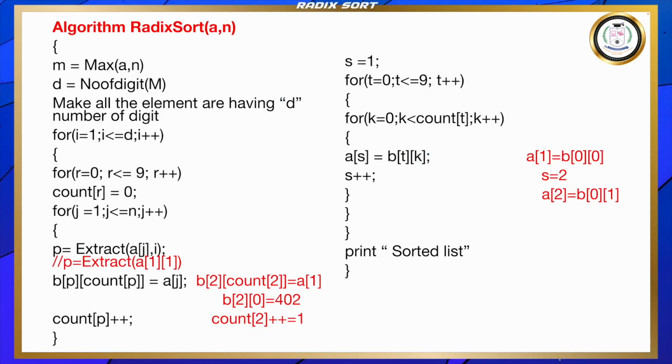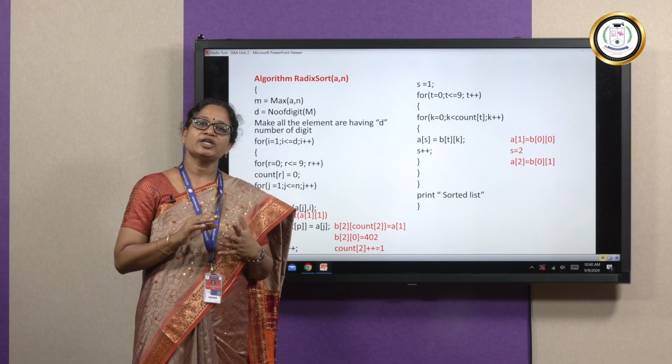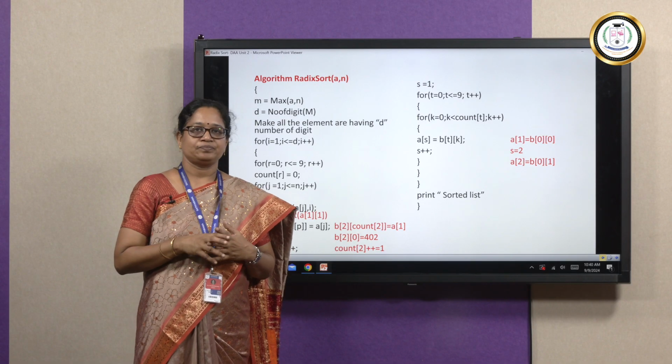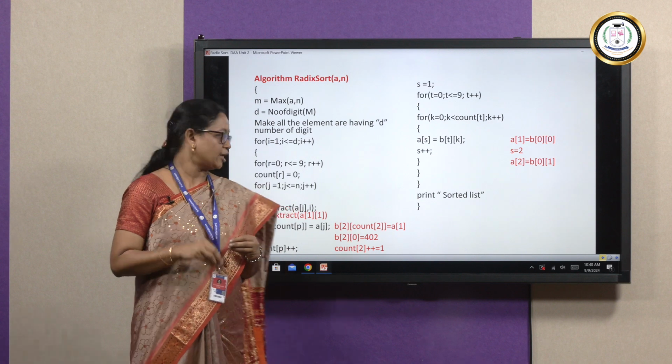And next we have the initialization phase here: for r equal to 0, r less than or equal to 9, r plus plus, count of r. So here we initialize the count array. Okay, we initialize the count array.